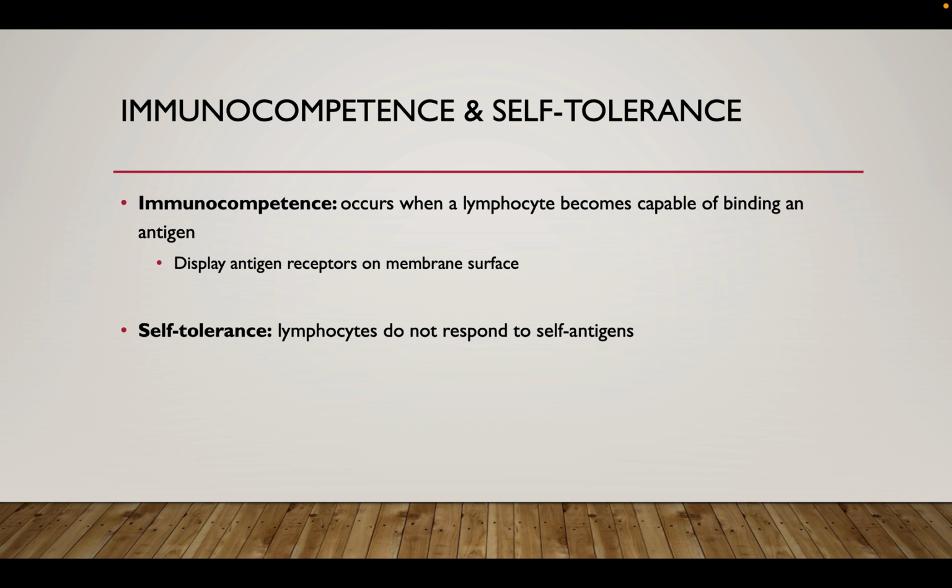And then immunocompetence is referring to the idea that our lymphocyte is capable of binding to an antigen. That doesn't mean that it has yet, but it has the ability to, and there will be receptors on its surface that can actually bind to these antigens and proceed with the immune reaction.